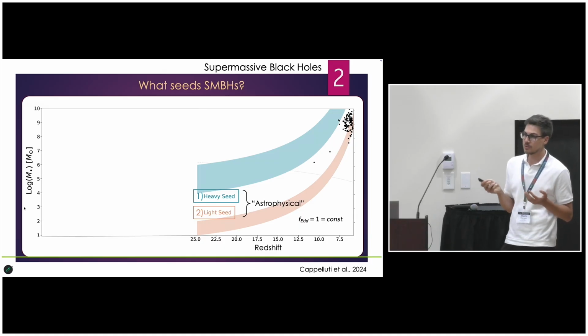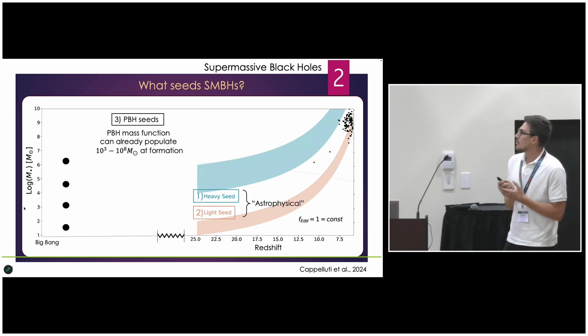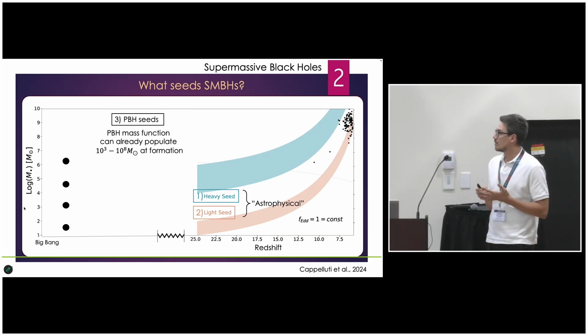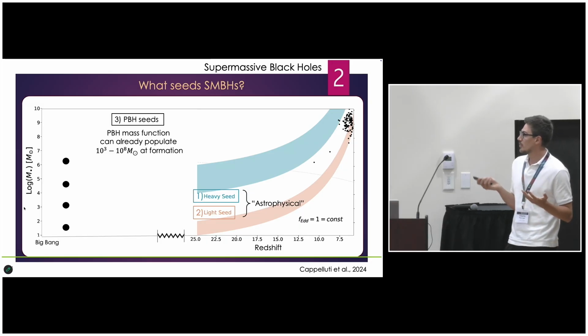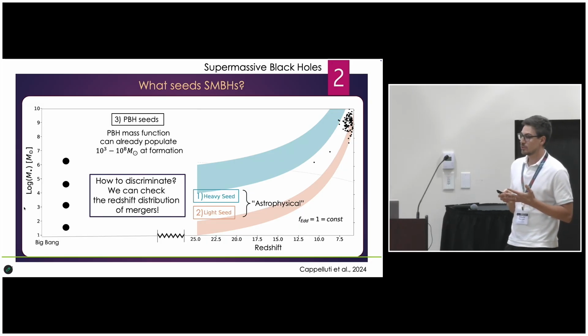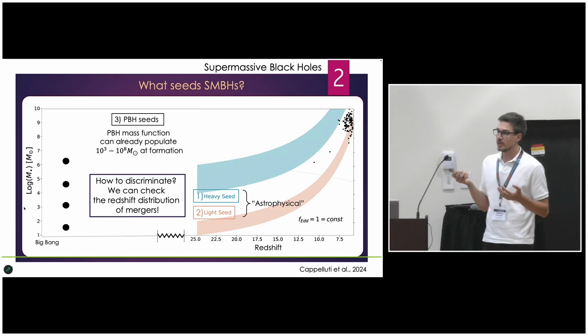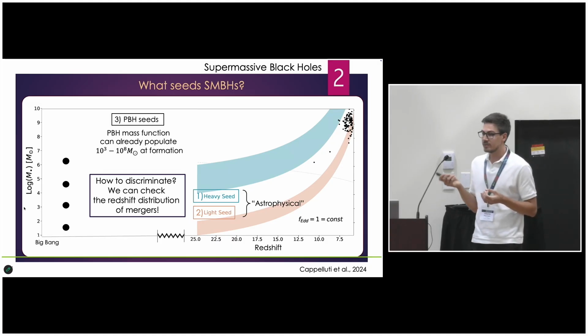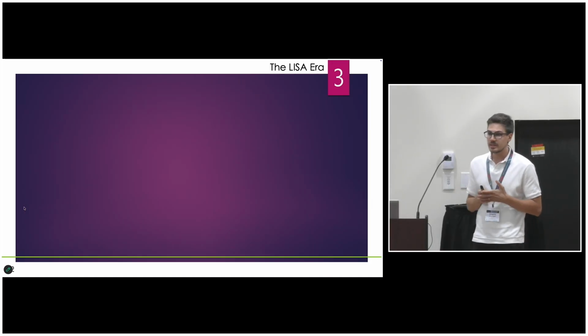To relax a bit those accretion constraints, we can think about a third option that is primordial black hole seeds. So we have seen that our mass function can already populate that 10^3 to 10^8 solar mass range. And how can we distinguish between the three? Well, we can check the redshift distribution of the mergers, because we expect the astrophysical seed scenarios to produce mergers after redshift maybe 20, while if we get mergers at very, very high redshift, those could be the primordial black holes. So that's why LISA is extremely important.